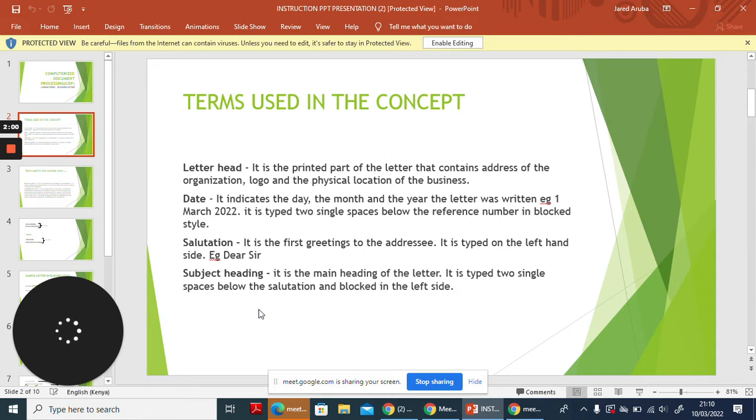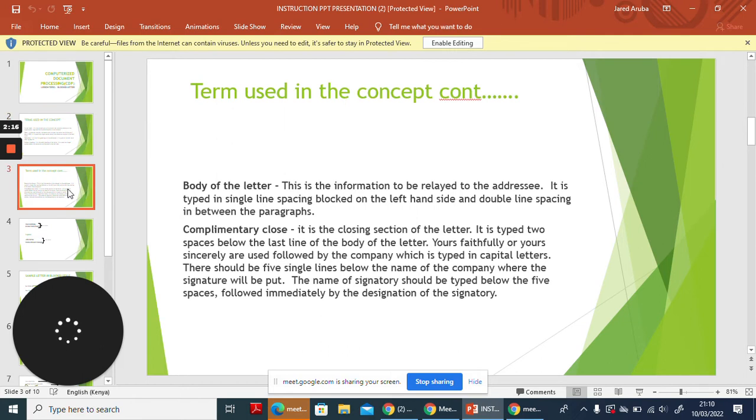And then we have the next one, we have the subject heading. It is the main heading of the letter. It is normally typed 2 single spaces below the salutation and blocked in the left-hand side. And then we have the body of the letter. This is the information to be relayed to the addressee. It is typed in single line spacing and blocked on the left-hand side and double space between the paragraphs.